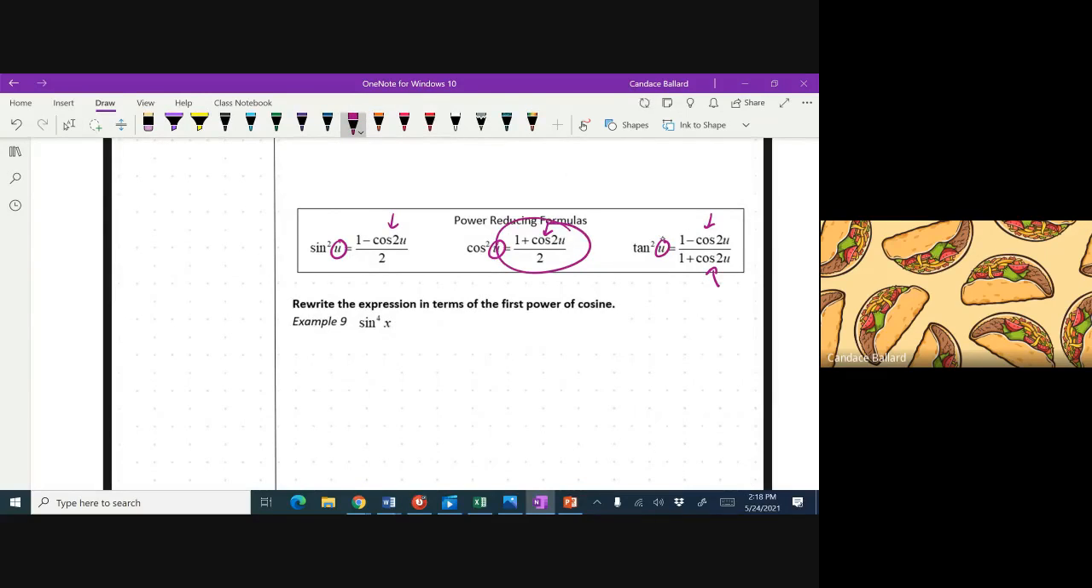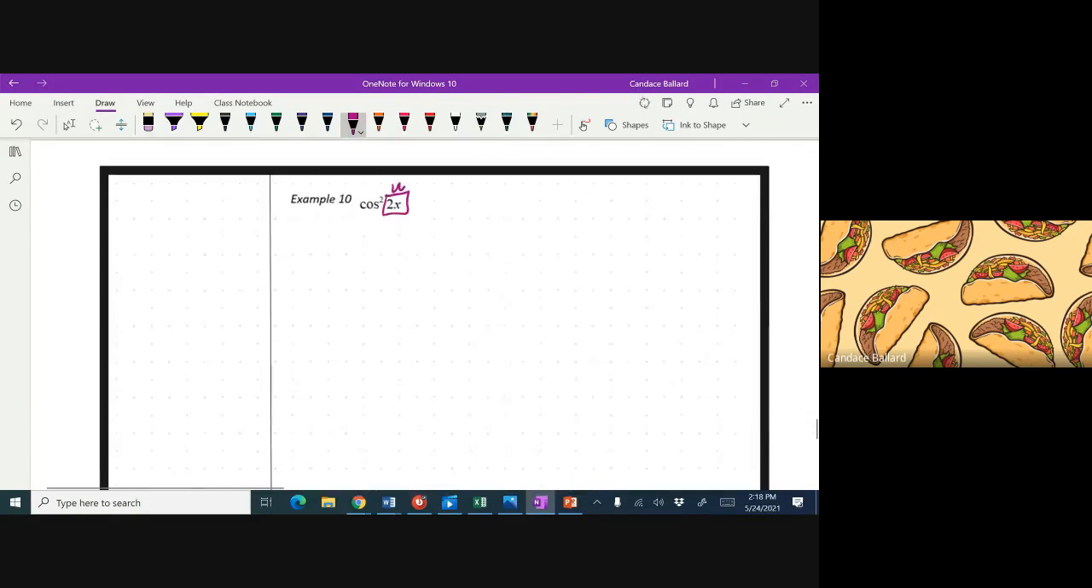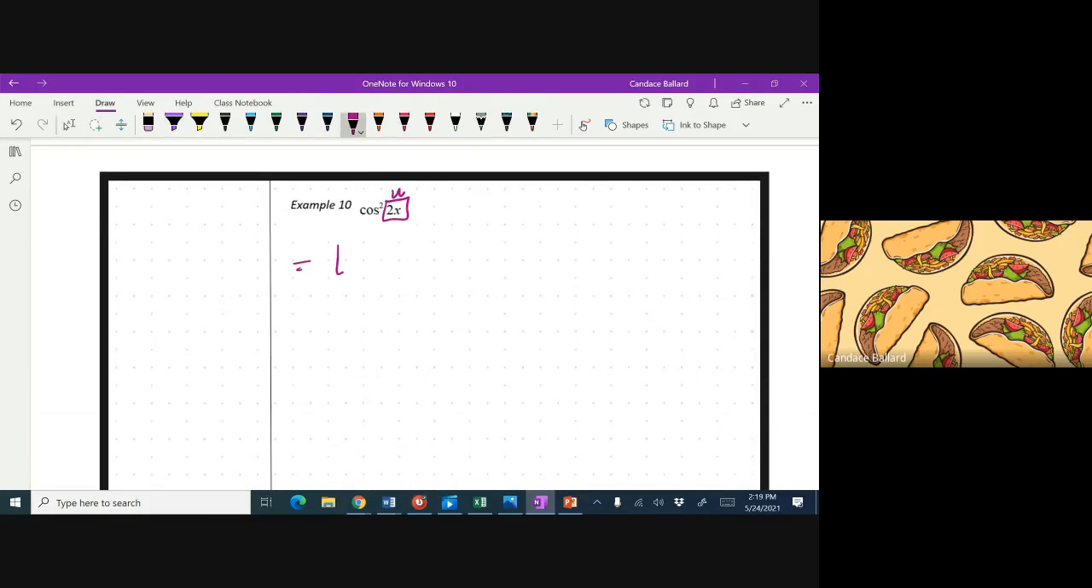Okay, so I am going to apply this formula right here. So I'm going to say 1 plus cosine 2u over 2. So this is equal to 1 plus cosine of 2u over 2. My u is the 2x. So I plopped my 2x in.